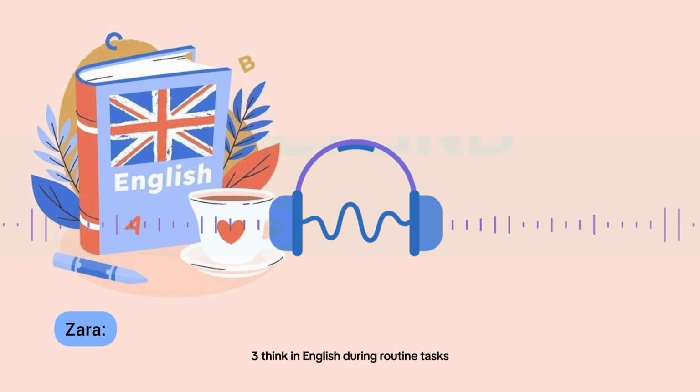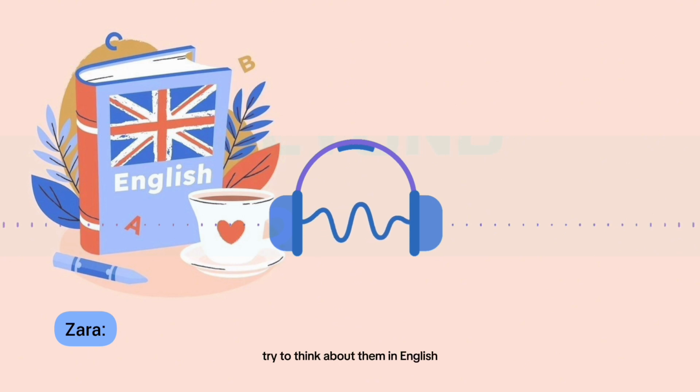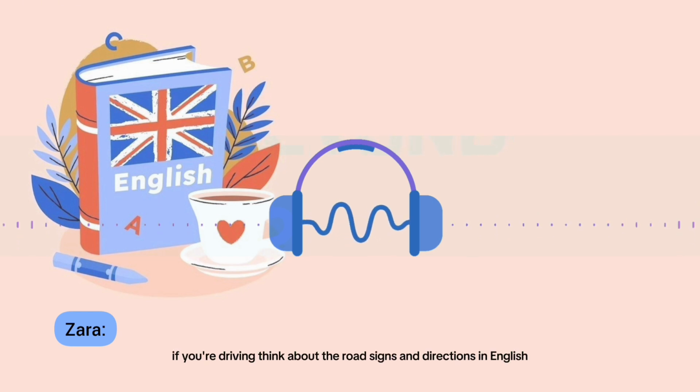3. Think in English during routine tasks. When you're doing daily activities, try to think about them in English. If you're cooking, think about the ingredients and steps in English. If you're driving, think about the road signs and directions in English.